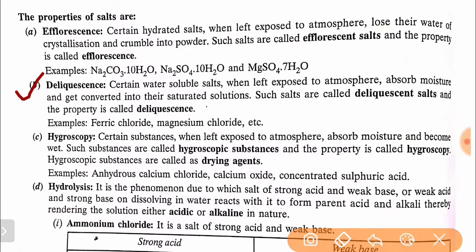Next is deliquescence. Certain water soluble salts, when left exposed to the atmosphere, absorb moisture and get converted into their saturated solution. Such salts are called deliquescent salts and this property is called deliquescence. This is just opposite to efflorescence. Examples are ferric chloride, magnesium chloride, etc. When left exposed to the atmosphere, they absorb moisture, meaning water, and are converted into their saturated solutions.